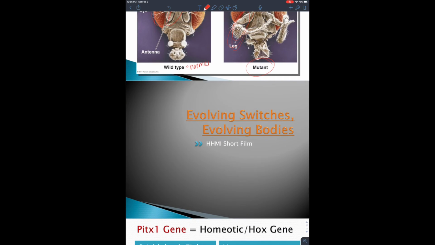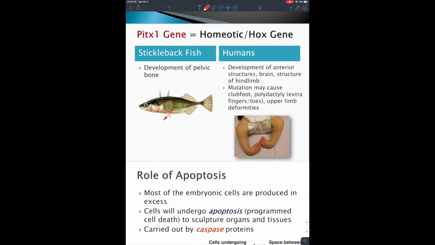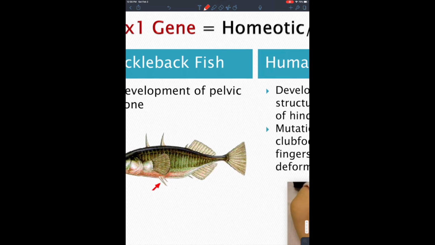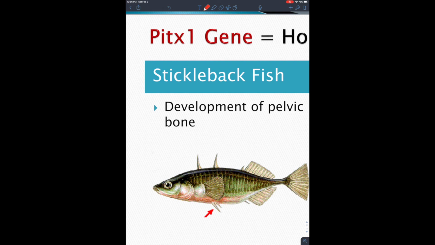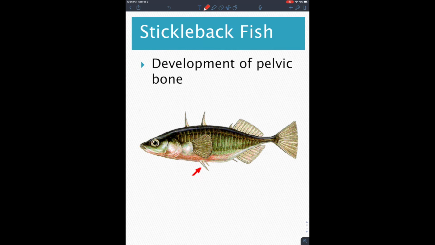Here's a great video to watch as well. The PITX1 gene is an example of a homeotic gene. Homeotic and Hox genes are the same things. We just got tired of writing out homeotic. The PITX1 gene has instructions to make a protein that is critical for the development of the lower limbs. In stickleback fish, it is responsible for the development of the pelvic bones, so that would be the lower limb of that fish.